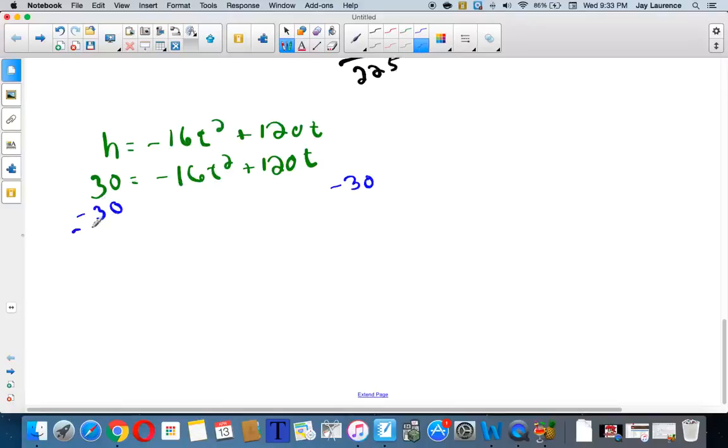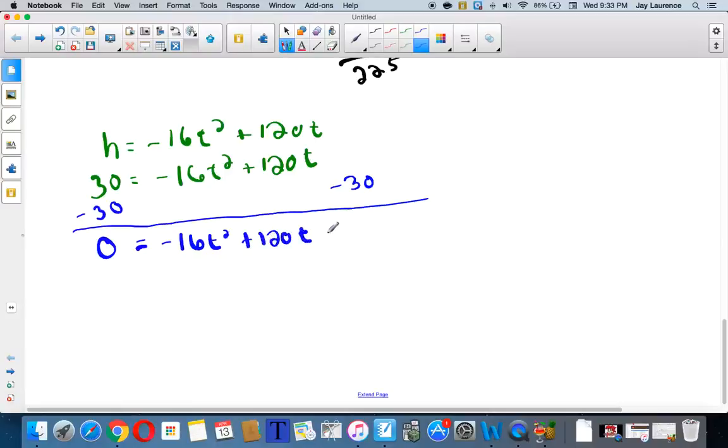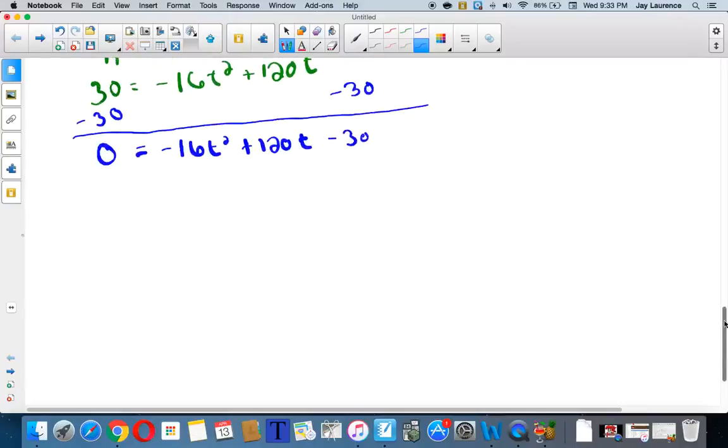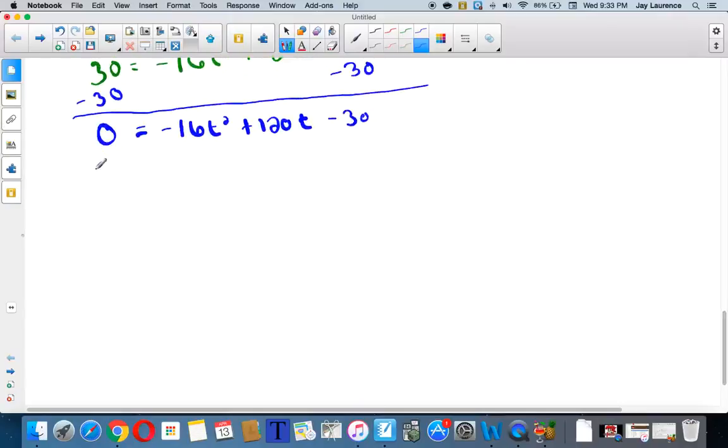Right? And so my equation starts to look like this. Negative 16 t squared plus 120 t minus 30. All right, and now on this one, I'm going to do the quadratic formula. It might factor, but it might not. So I'm going to do the quadratic formula. So A, B, C. Easy as negative 16, 120, negative 30.